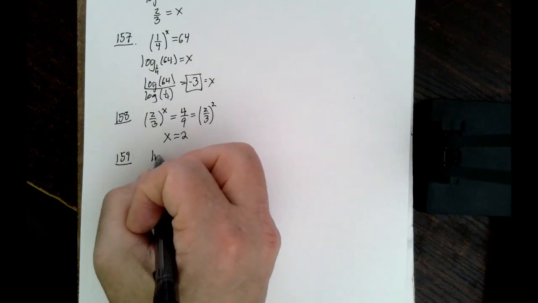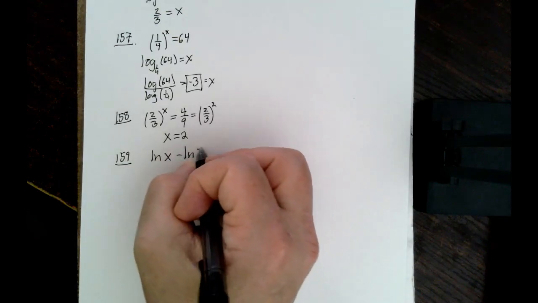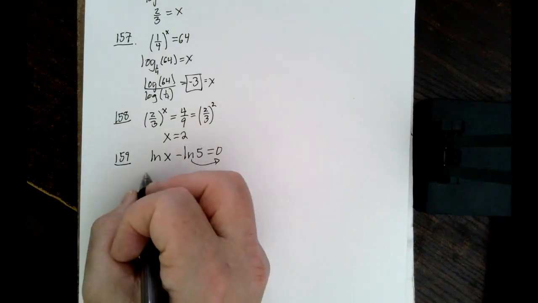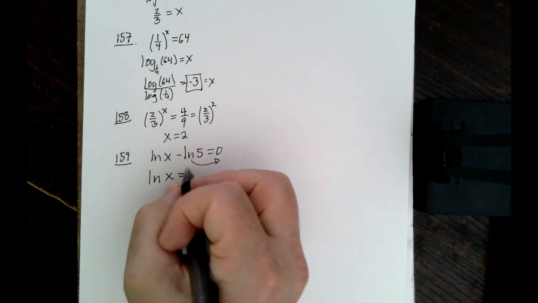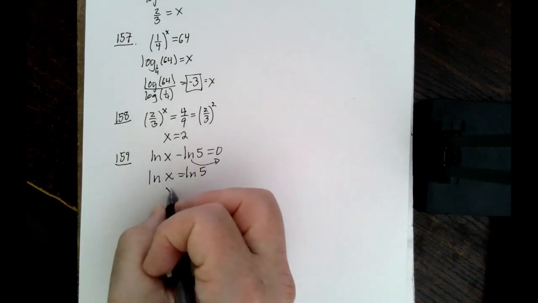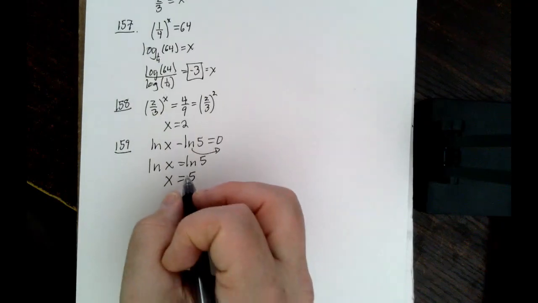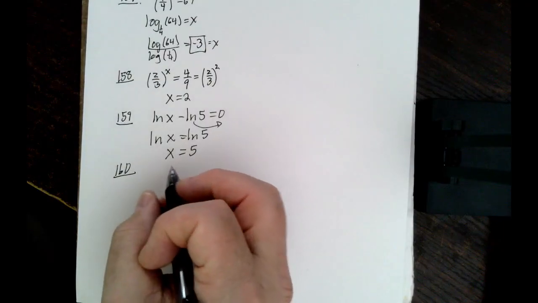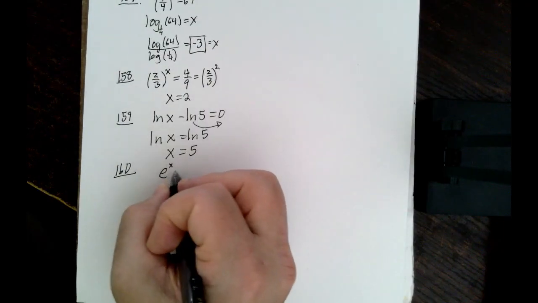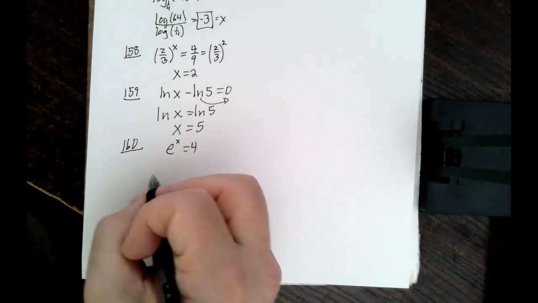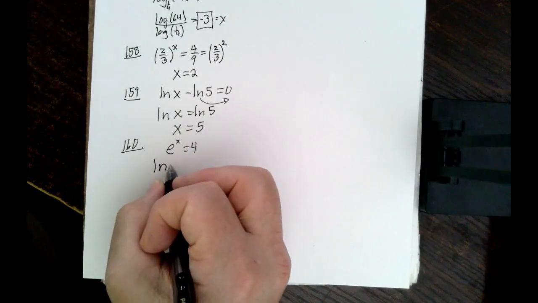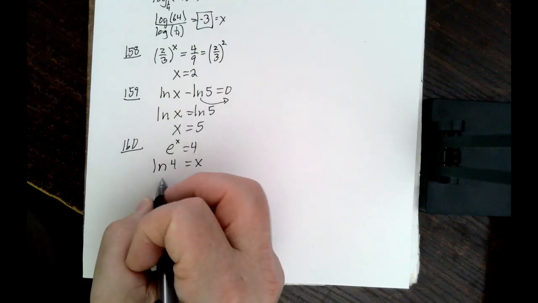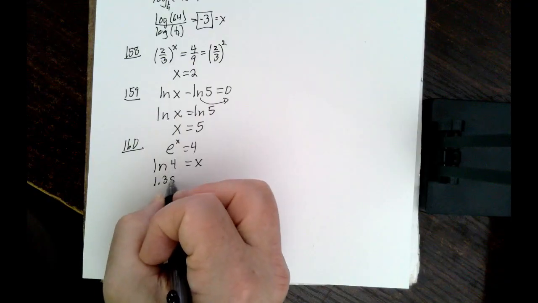159. Okay, you can bring this guy over and it makes it a positive ln of 5. And then you can just take the log away, and you know that x has to equal 5. e to the x equals 4. Well, the equivalent statement is log base e of 4 equals x. And log base e of 4 is 1.3863.